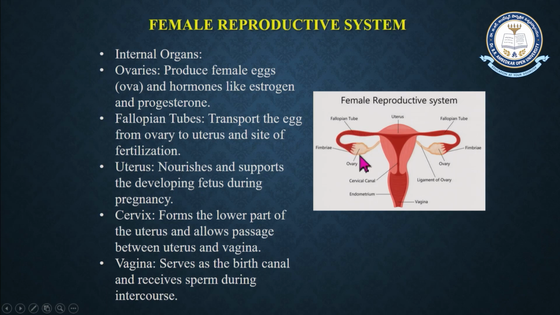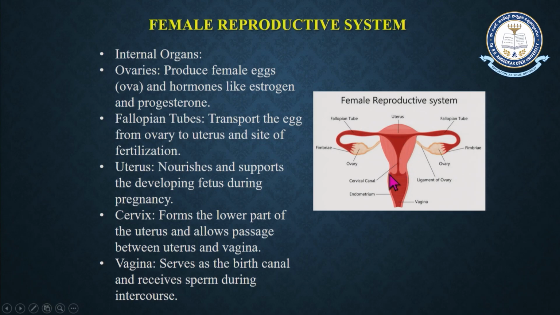So when the egg is released from the ovary, these fallopian tubes take up the egg and the egg travels through these tubes to reach the uterus. The uterus is what supports and nourishes the egg, and it is where the pregnancy occurs, the implantation occurs.